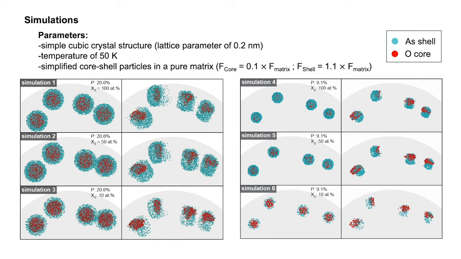For simulations 1 to 3, shown on the left, the initial core shell particle has a size ratio of 20.6% relative to the specimen tip radius, with shell compositions varying from 10 to 100 atomic percent arsenic. And for simulations 4 to 6, shown on the right, the initial core shell particle has a ratio of 9.1% relative to that of the tip radius, and shell compositions also varying from 10 to 100 atomic percent arsenic.